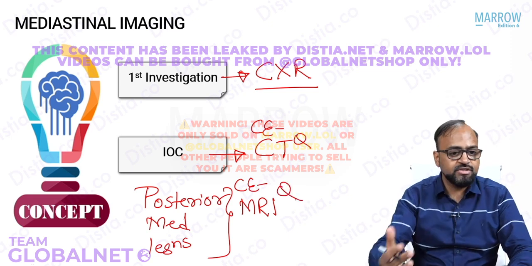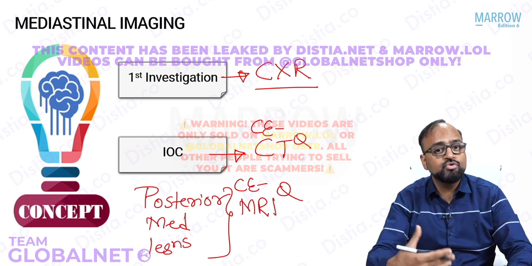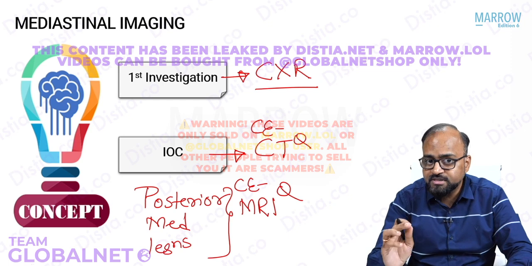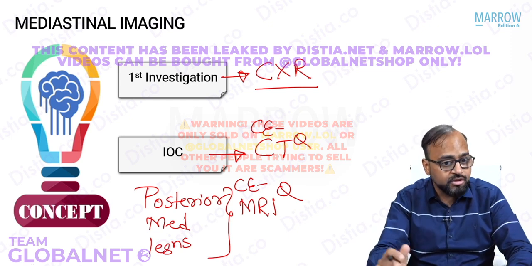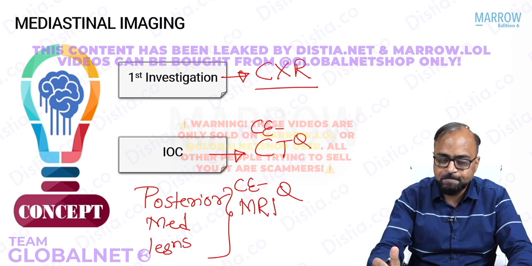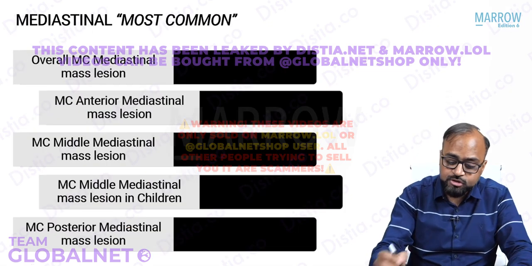Alright, so first investigation, chest X-ray. Investigation of choice for most mediastinal abnormalities and mediastinal tumors is contrast enhanced CT, but specifically if your examiner asks you for posterior mediastinal lesions or mass lesions, it is contrast enhanced MRI. Yes, now let us look at certain specifics, right?